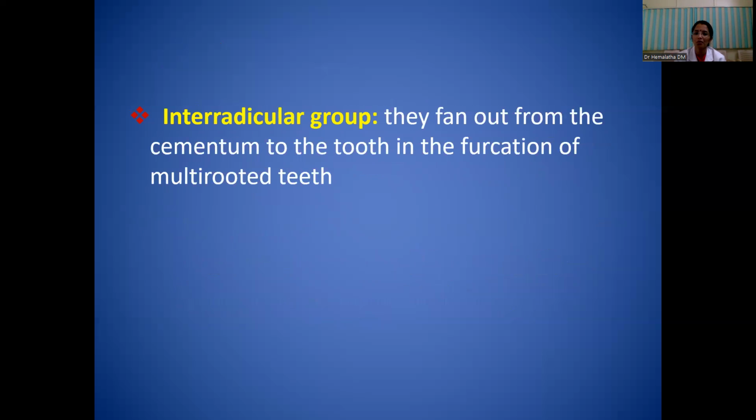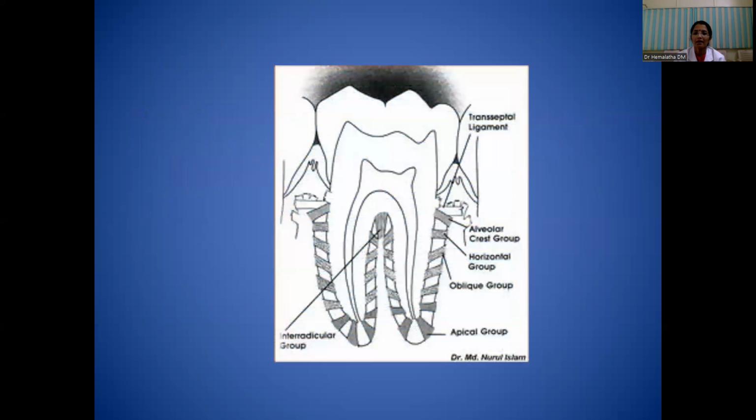The interradicular group, they fan out from the cementum to the tooth in the furcation of multi-rooted teeth. So, as we can see, we have the transseptal group, alveolar crestal group, horizontal group, oblique group, apical group, and the interradicular group of fibers.